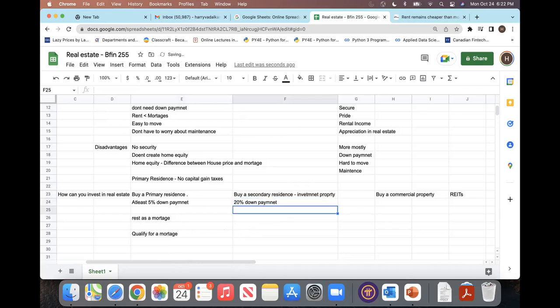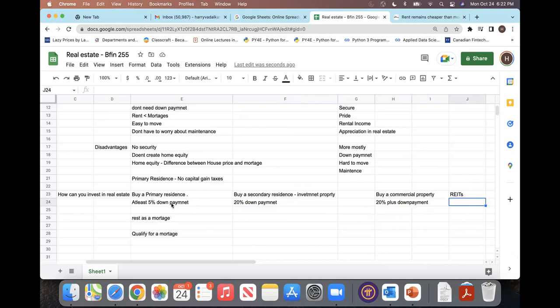For investment properties, the down payments are higher. You need to put in 20% down payment instead of 5%. One big difference: when you're buying your second or third or fourth property, you need to accumulate higher down payments. This is one of the major differences. Now you can buy commercial property also. Similar rules apply, 20% plus down payment. Commercial property will be, let's say, a shop or a mall or something like that that you rent.